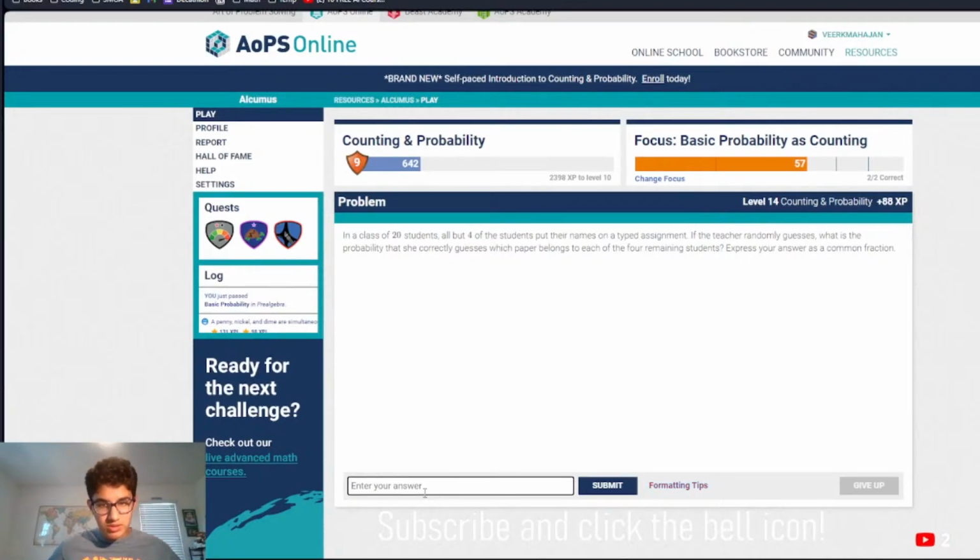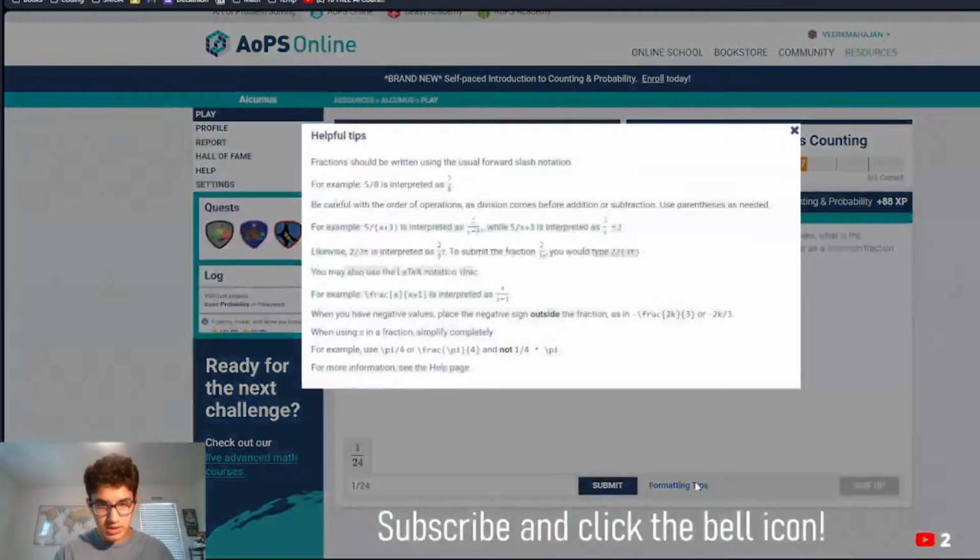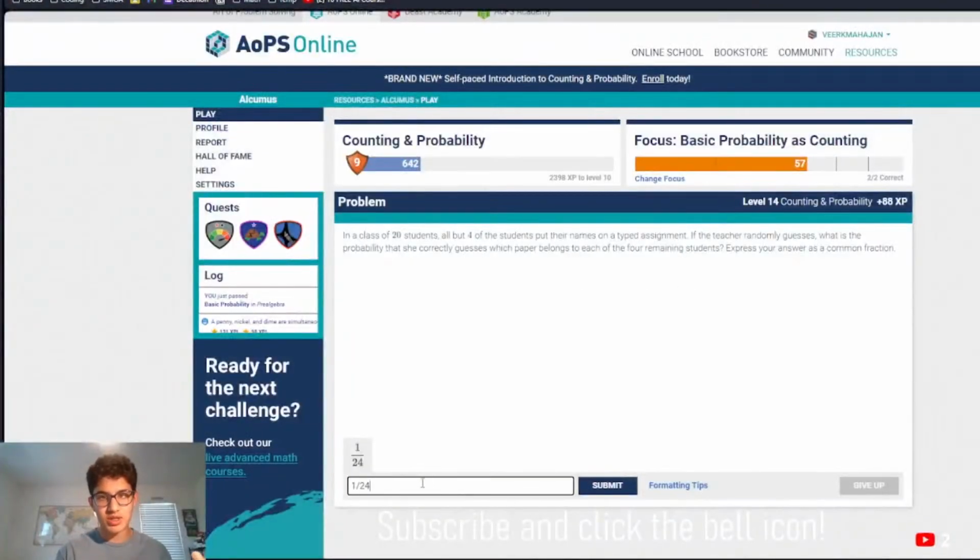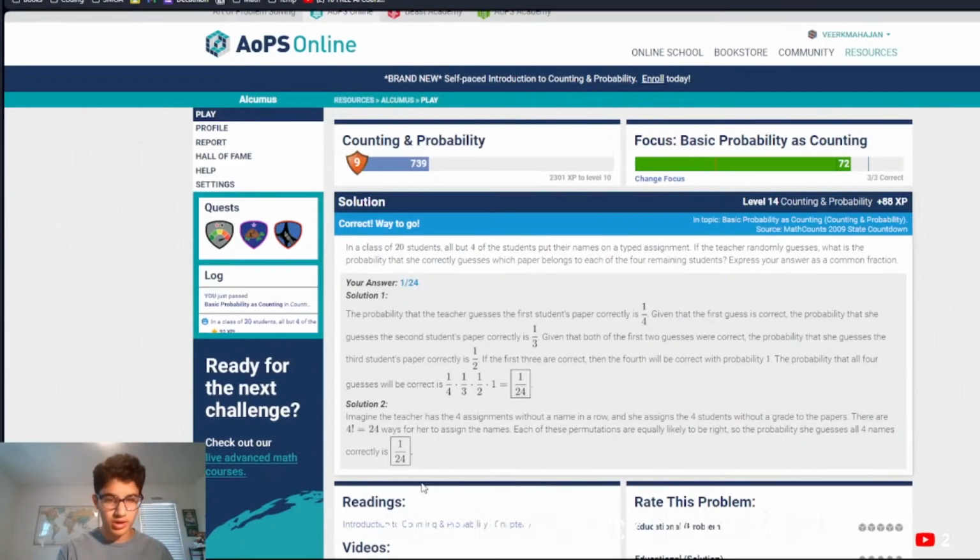In a class of 20 students, all but 4 of the students put their names on a typed assignment. So basically there are 4 assignments that don't have names on them, and there are 4 people. So it should just be 1 over 24. Right? That should be it. Because you have to basically put them all correctly, right? You have to guess all 4 correctly.